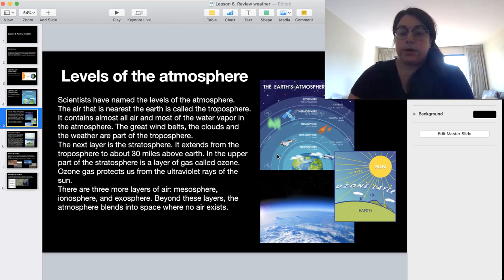And then we have more layers. The mesosphere, well, some call it the thermosphere or ionosphere, and then you have the exosphere. Beyond these layers, the atmosphere blends in with space. And here you have a real picture of how the atmosphere looks from space.